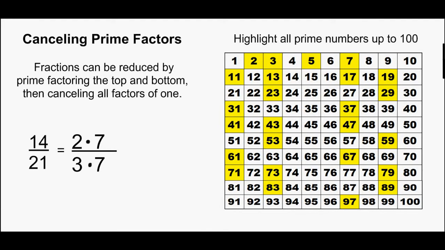Now we write 14 equals 2 times 7 in the numerator, and 21 equals 3 times 7 in the denominator. We'll cancel factors on the top, 7, and matching factors on the bottom, 7. 7 divided by 7 equals 1. Now we take the numbers we have left on top, which is 2, write that in the numerator, and the factors we have on the bottom, 3, we write in the denominator. Our fraction, 14/21, reduces to 2/3.